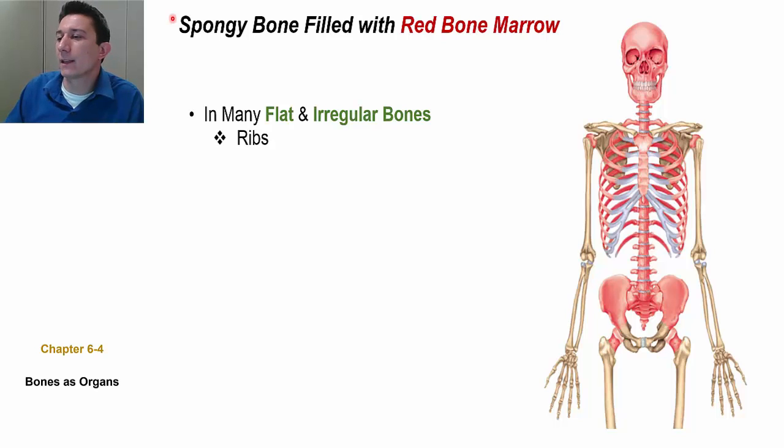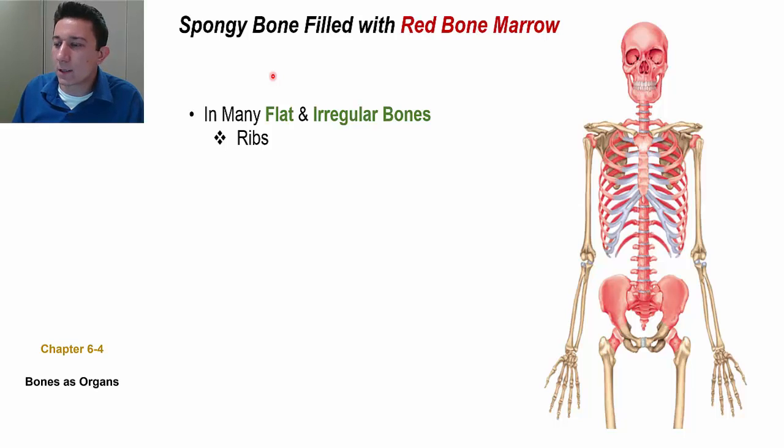Okay, so like I mentioned, many of the flat and irregular bones have red bone marrow associated with the spongy bone located in there, and it seems like the ribs are a type of long bone, but these are actually a flat bone that's curved.